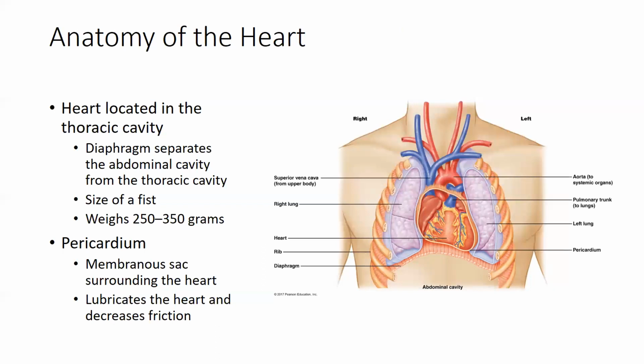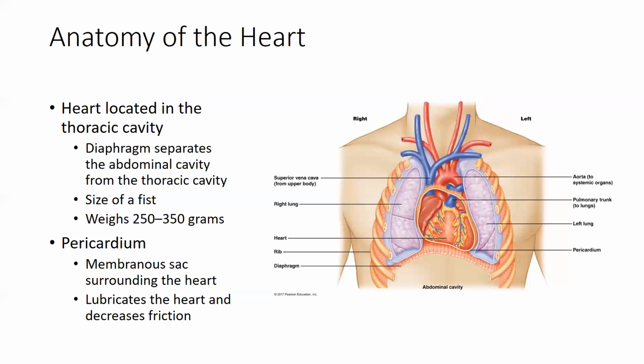Okay, now the heart is going to be about the size of a fist. So the size of your fist is likely the size of your heart. If you have a bigger fist, you probably have a bigger heart. And it's going to be about 250 to 350 grams in its weight. Now, if you're an athlete, you also likely have a bigger heart, and we'll talk about why.